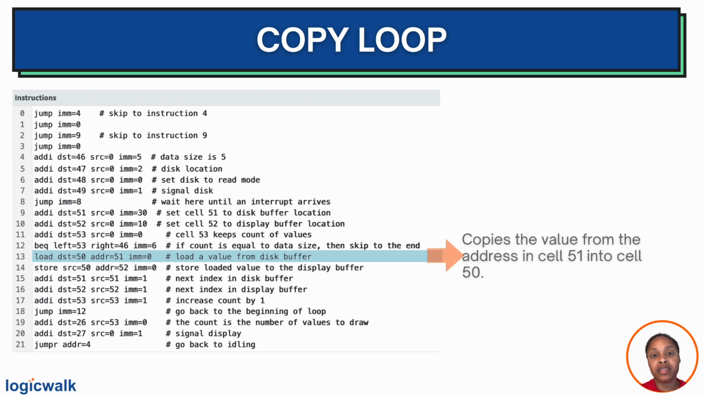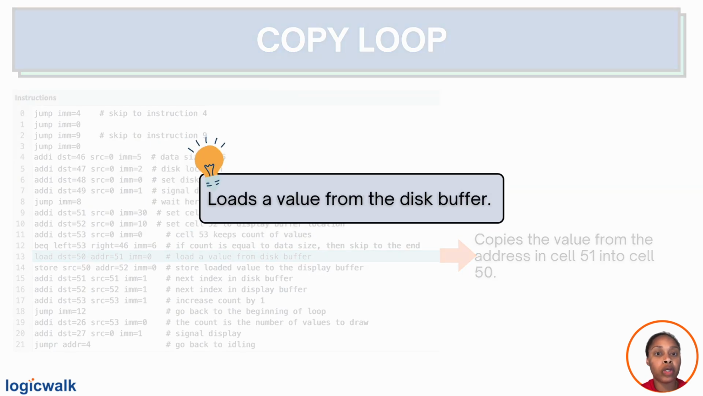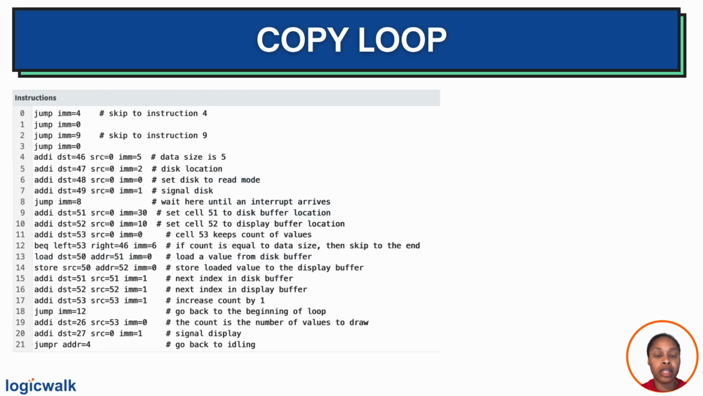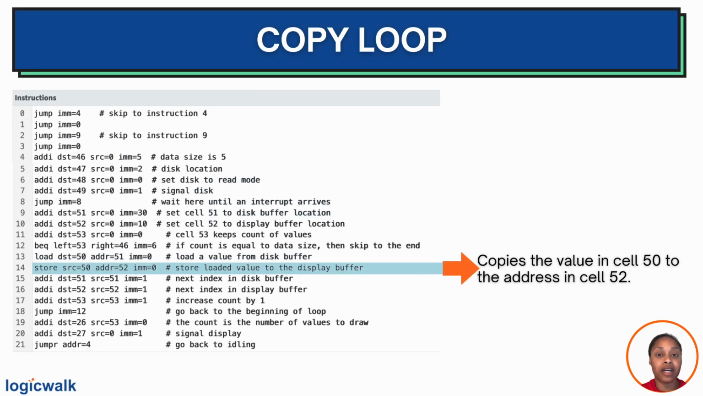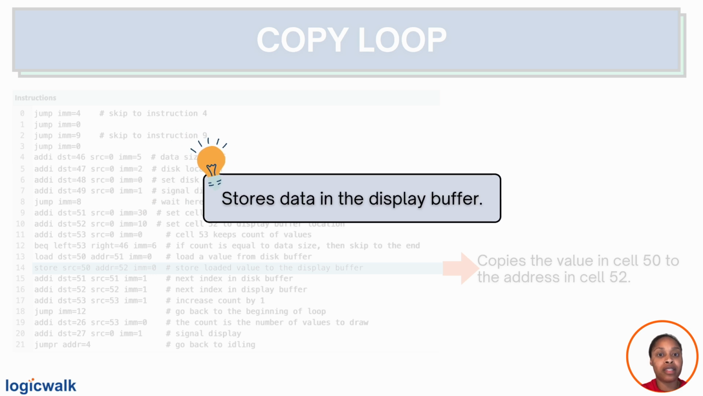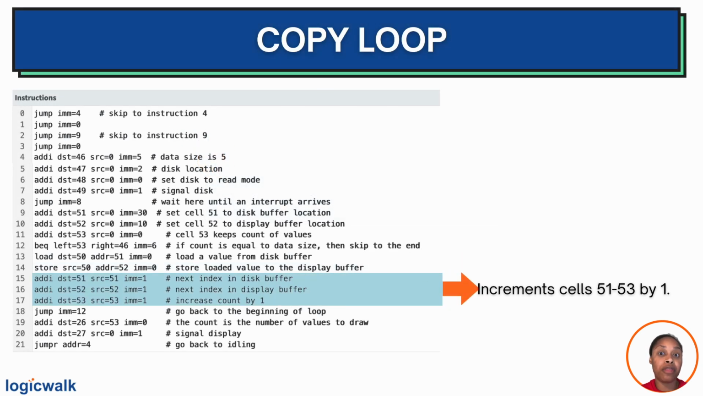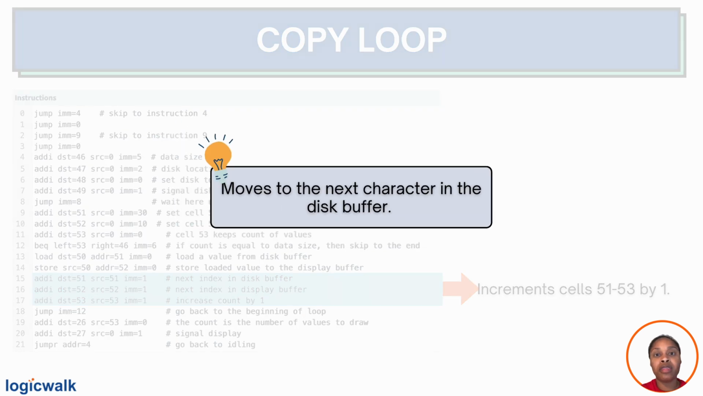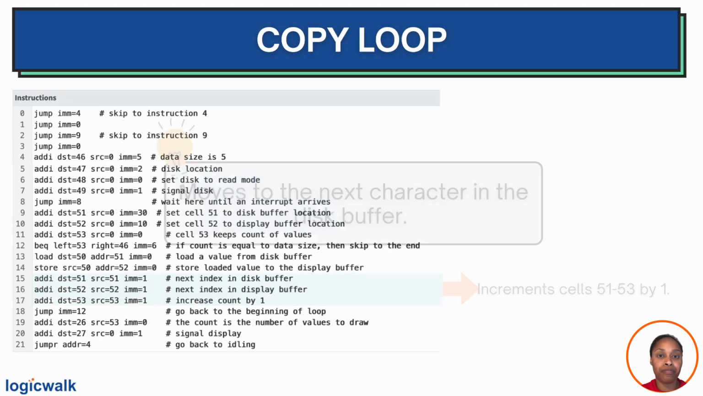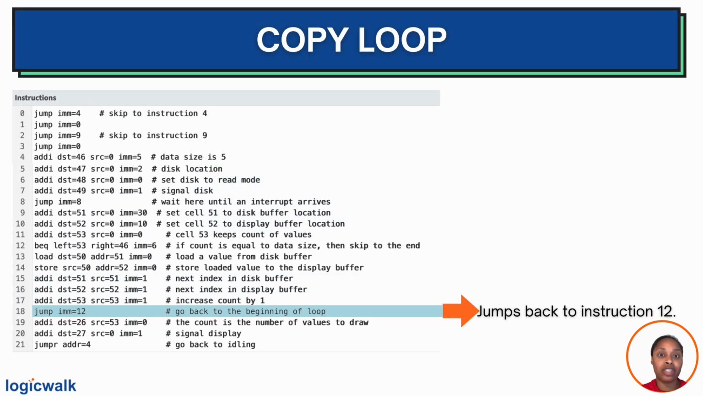Instruction 13 copies the value from the address in cell 51 into cell 50, which loads a value from the disk buffer. Instruction 14 copies the value in cell 50 to the address in cell 52, which stores the data in the display buffer. Instructions 15 through 17 increment cells 51 through 53 by 1, moving to the next character in the disk buffer. Instruction 18 jumps back to instruction 12 for the next loop iteration.